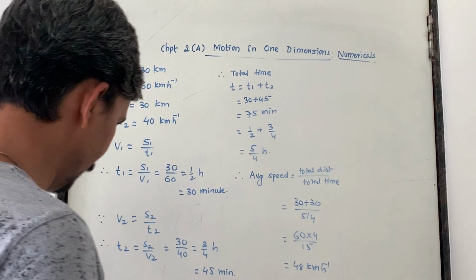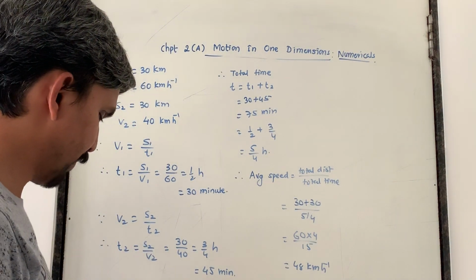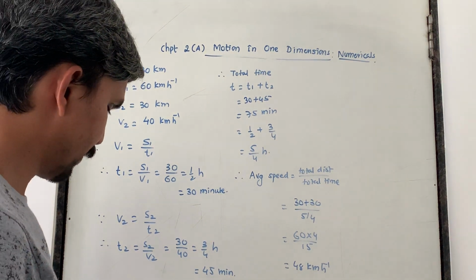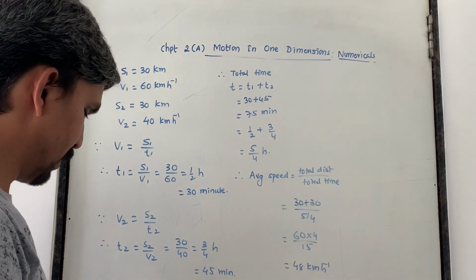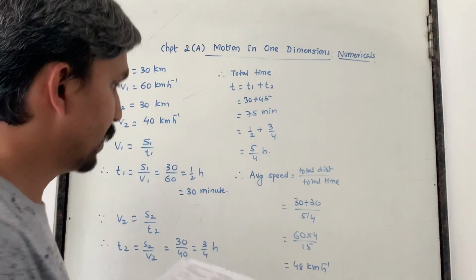Now 7th, look. 7. A train takes 2 hours to reach station B from station A and 3 hours to return from station B to station A. The distance between two cities is 200 km. Find the average speed. Right?